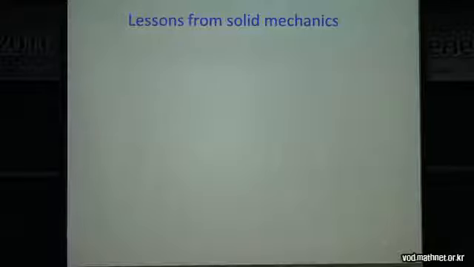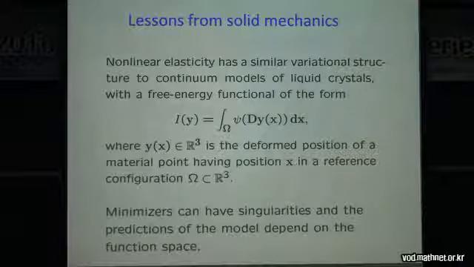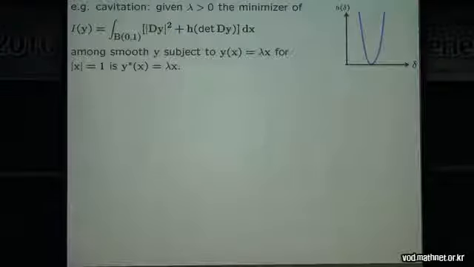Now, I think that you learn things from solid mechanics for liquid crystals. As we've seen, it has a similar variational structure. It's an integral of the gradient of a vector, the energy, and minimizers can have singularities. Well, we've certainly seen that. We've seen singularities in which the gradient jumps across planes, for twins, for example. And the predictions of the model depend on the function space. Now, we haven't seen that, so here's an example.